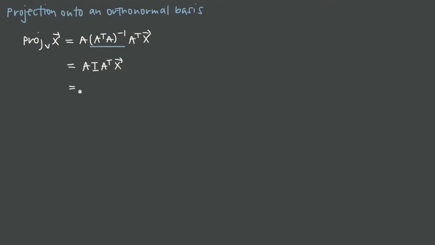So then this formula simplifies to just A times A transpose times the vector x, which tells us that if we want to project the vector x onto some subspace V, then all we need is the matrix of column vectors that define V and its transpose, and if we multiply them together, then we'll have a projection matrix that we can multiply by any vector x that we want to project onto V. So this is yet another example of how using an orthonormal basis instead of some non-orthonormal basis can drastically simplify our calculations and our formulas.